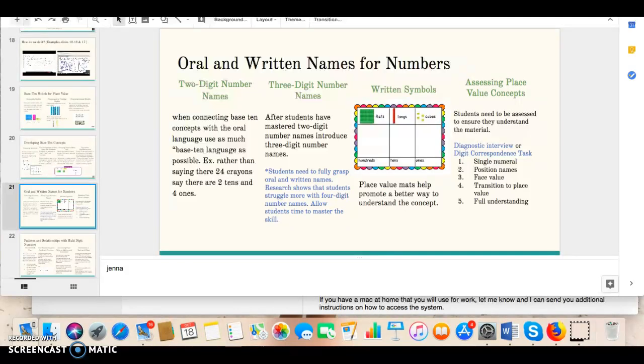Students need to fully grasp oral and written names. Research shows that students struggle more with four-digit number names. Allow students time to master the skills.